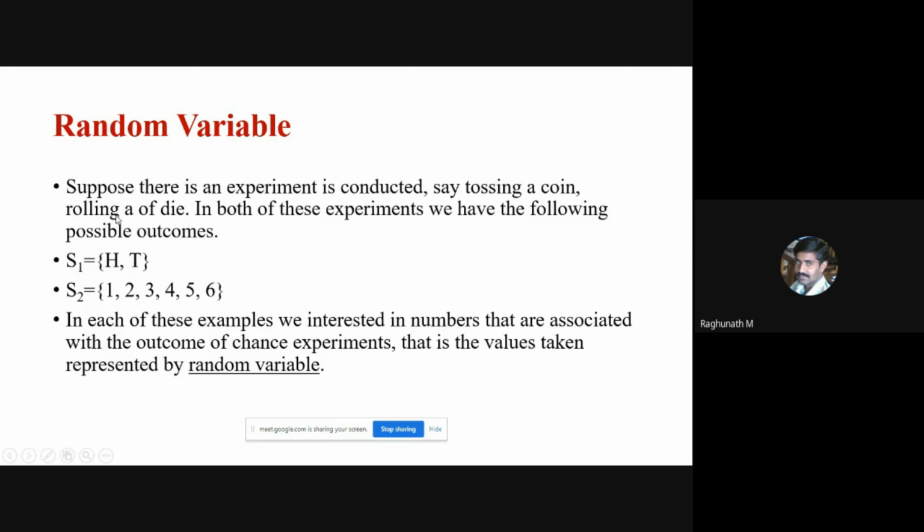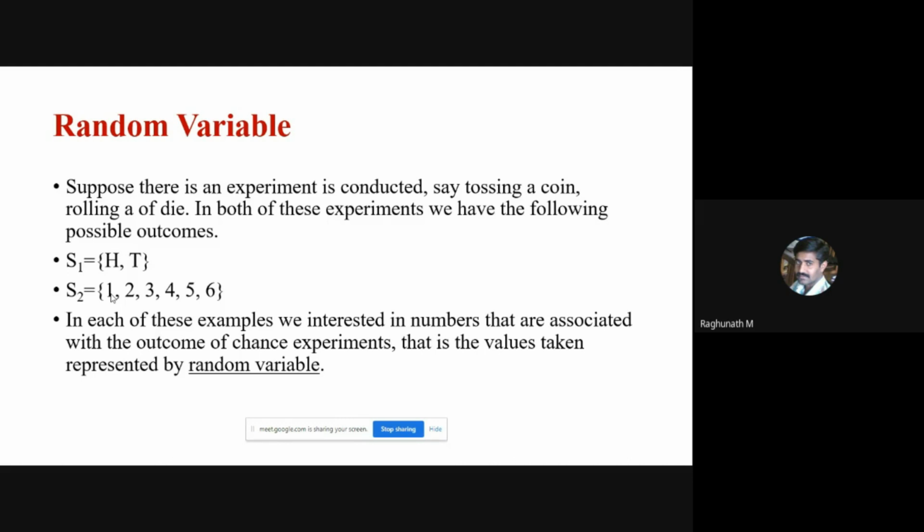Similarly, if I roll a die, I'm going to get one, two, three, and so on. These are the face values of a die. So the collection of all these things we call a sample space. Now, what we are going to try to do here is define a random variable. This is a very simple experiment which I am going to discuss.